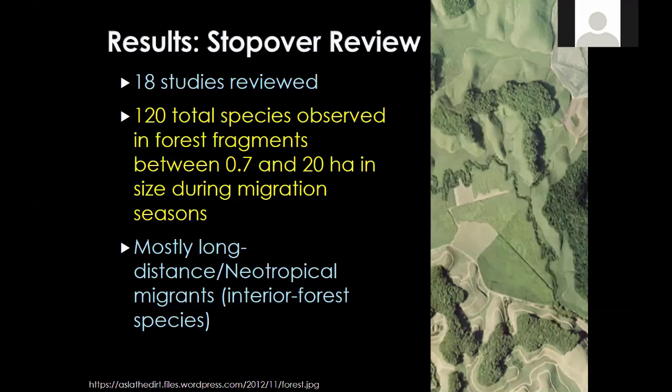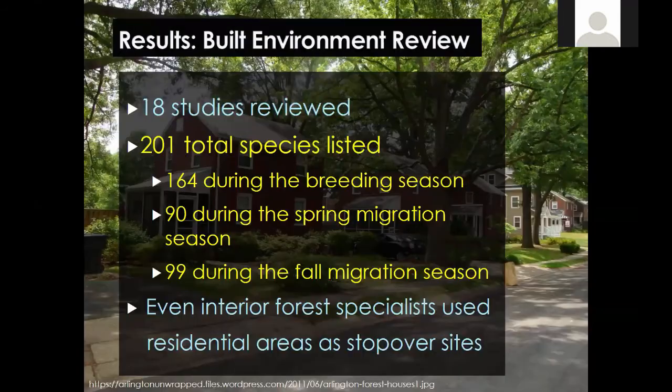During stopover, we again looked at a variety of studies that looked at various patch sizes. We found species that will use pretty small fragments, from 0.7 to 20 hectares in size, mostly long-distance neotropical migrants, and a lot of these were interior forest specialists during the breeding season. In the built environment review, these are urban studies and residential commercial areas. We saw a lot of species that love edges during the breeding season, but also a lot of species that are not edge species during the breeding season, using tree canopy cover at stopover sites.